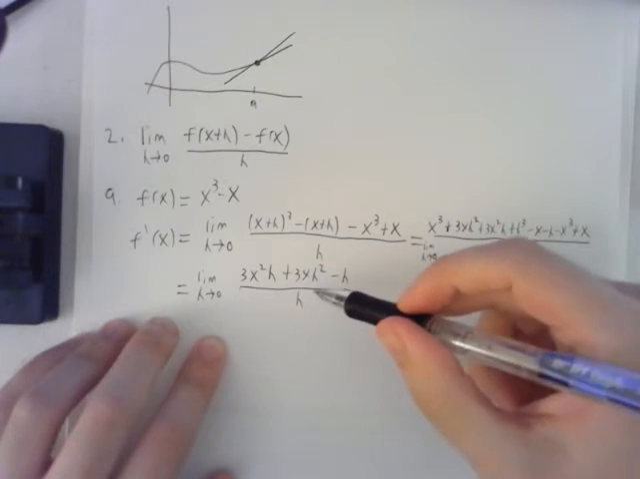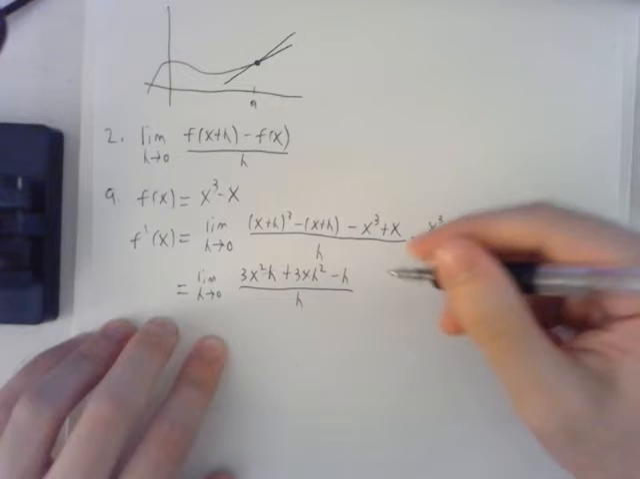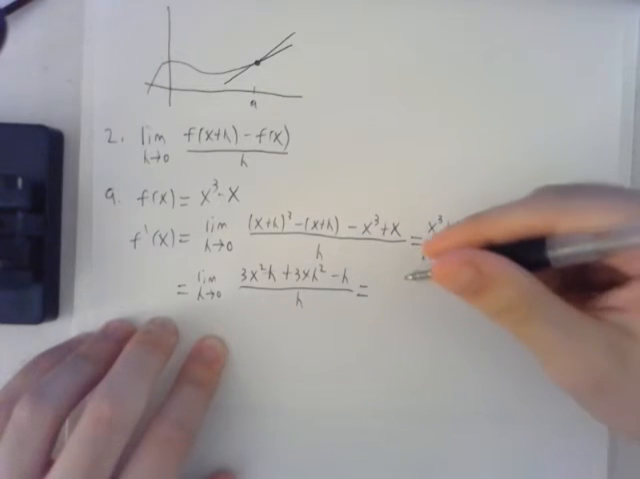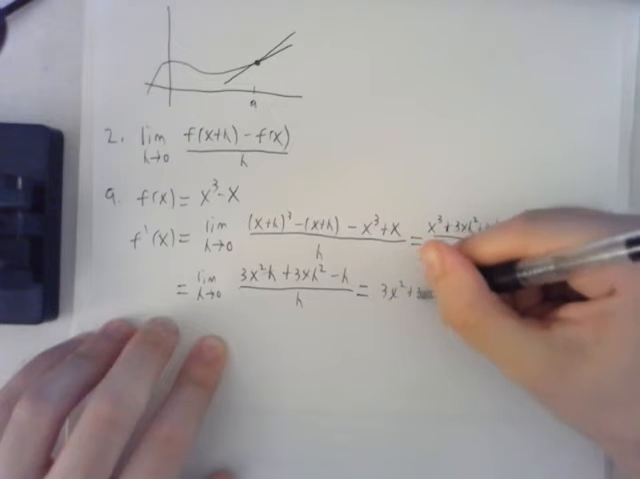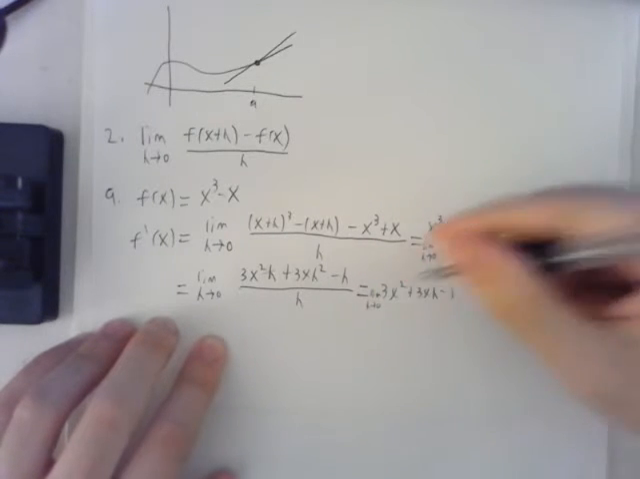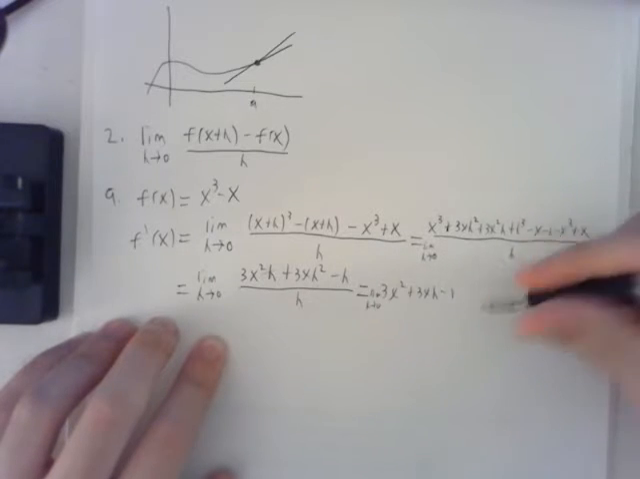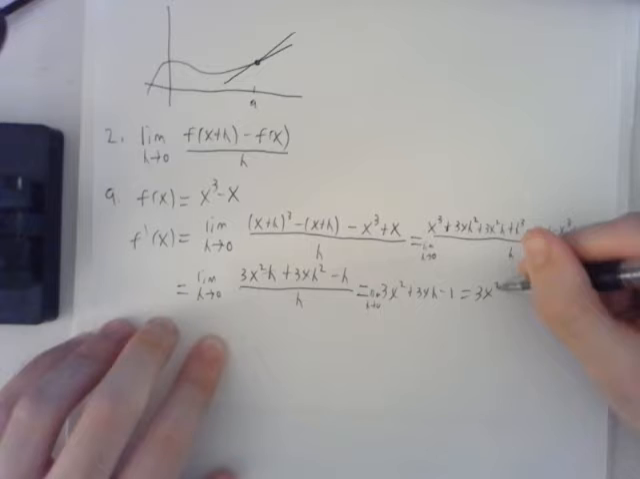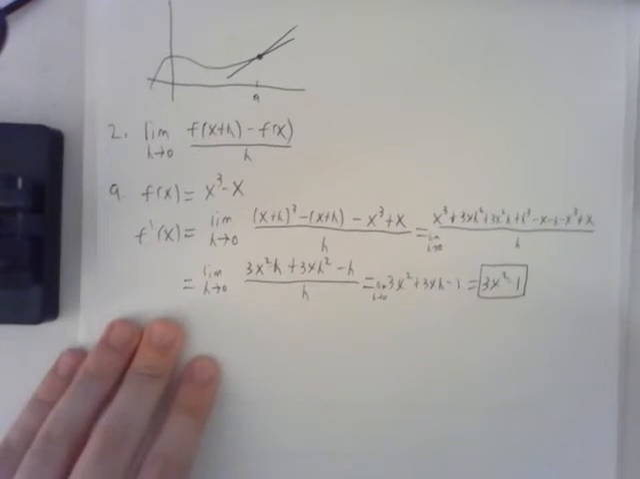And now we've succeeded in getting everything having an h in it, so we can cancel an h from each term and get that this is equal to 3x squared plus 3xh minus 1, limit as h goes to 0 of that. So this middle term goes to 0 as h goes to 0. The other two terms are unaffected. We just get 3x squared minus 1 as our derivative. And now that we've seen the power rule, we can quickly verify this is indeed the correct answer.